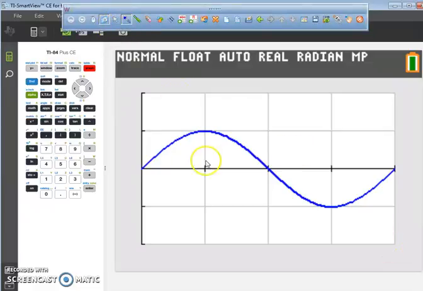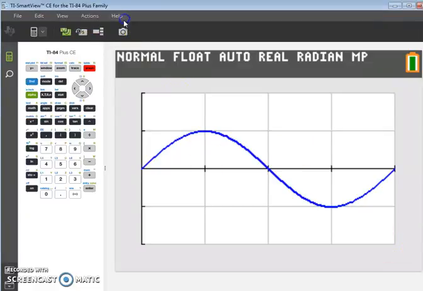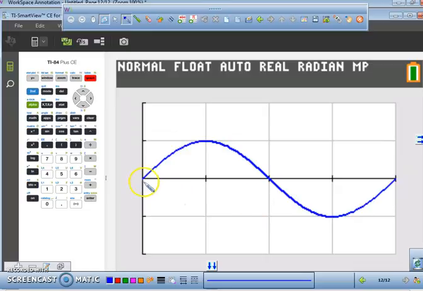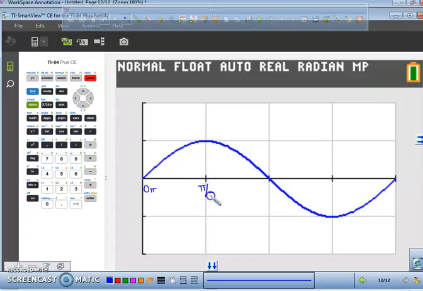As we talk about this, we're going to talk about where we are on the graph. Right here, everybody, we are at 0 pi. Right here, we are at pi over 2. Right here, we're at pi. Right here, we're at 3 pi over 2. And where do we end up? 2 pi. This is the period of the sine function. The period is 2 pi. You have one whole sine wave that happens within a period of 2 pi.